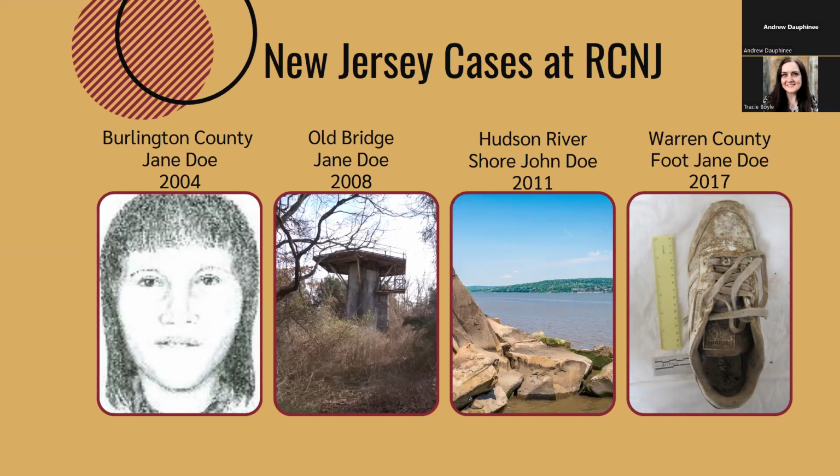Then we have Hudson River Shore John Doe. He was found on the west shore of the Hudson River in Palisades Interstate Park after being washed up during a storm. He was estimated to be 31 to 51 years old.